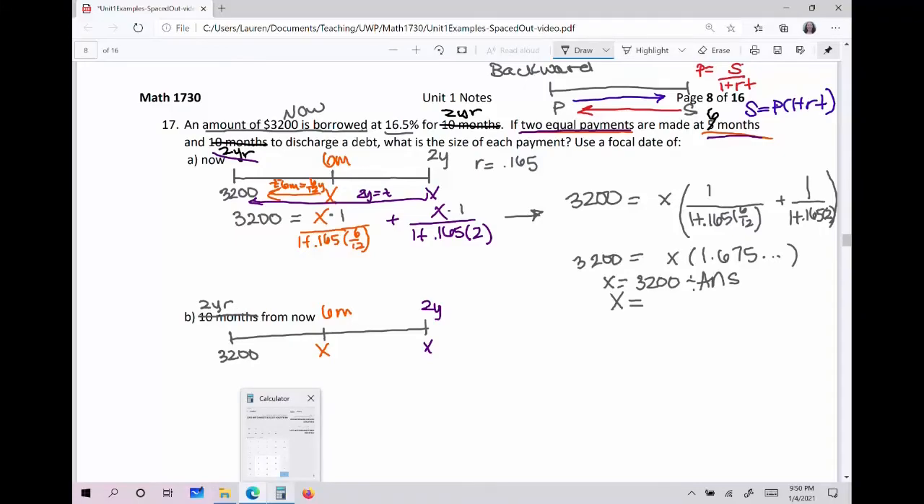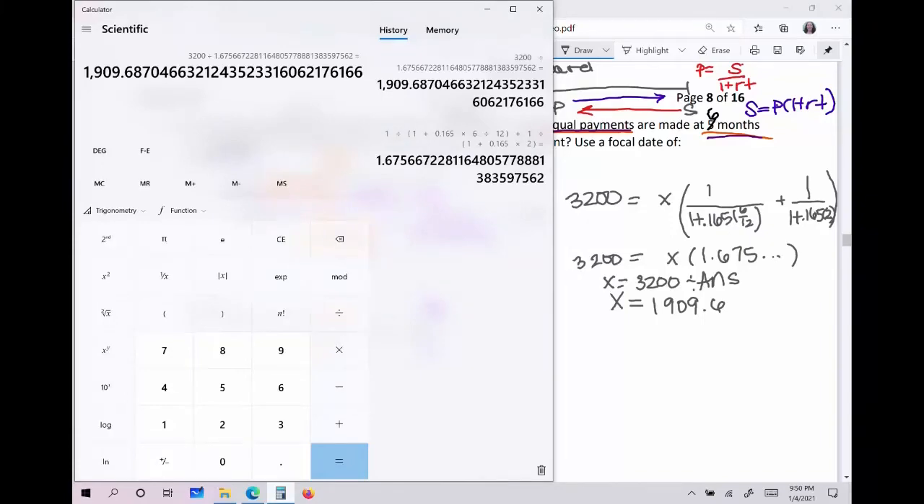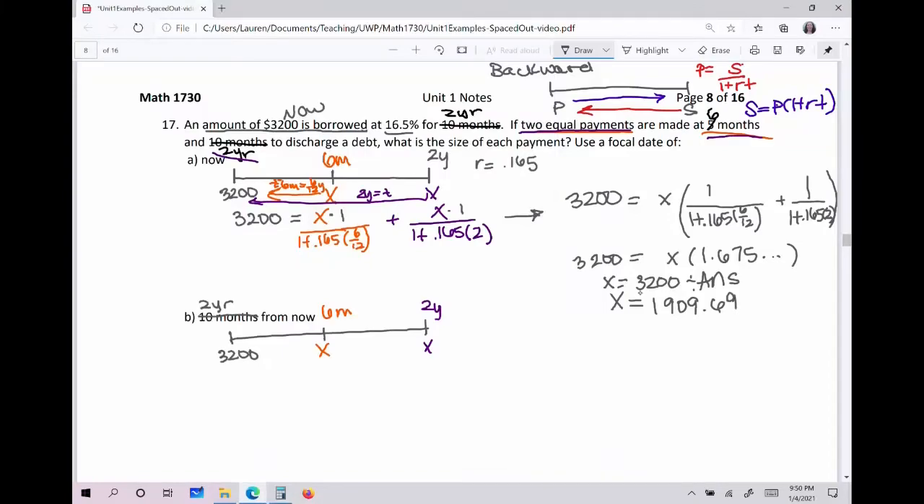Our X was 1,909.60, and again we want to check our piece here. So we have 0.687, so we want to look at the 8 and figure out if we have to round it. 7 is bigger than 5, so we round up. So there's our payment for using a focal date of now. Go ahead and try to set up the equation for the focal date of 2 years from now.